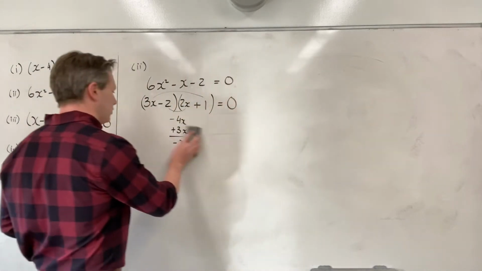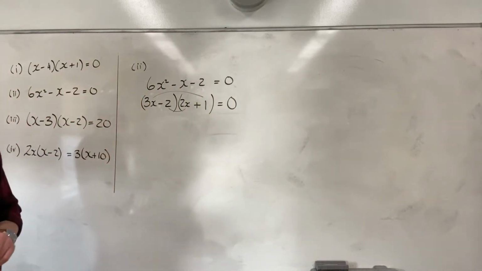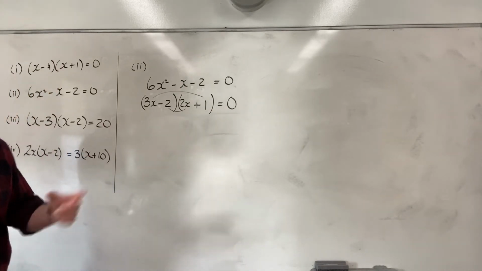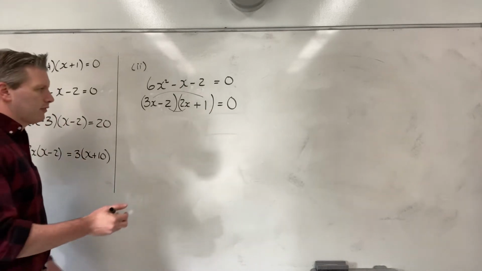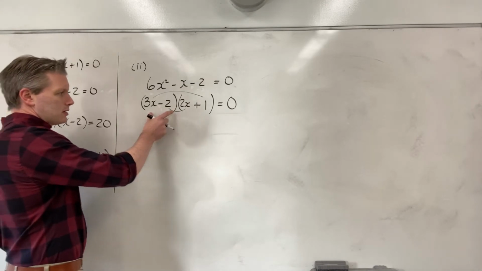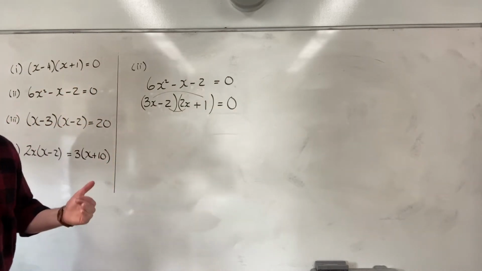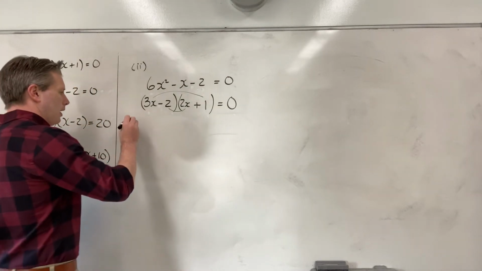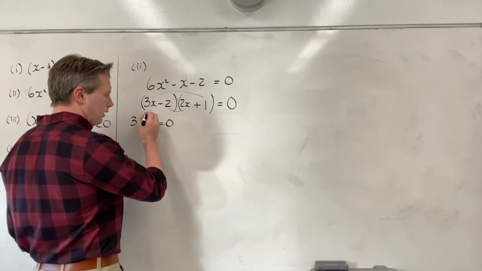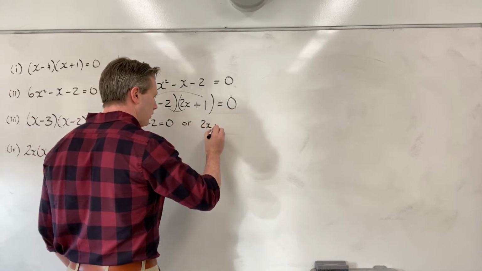Okay, I'm just going to erase this right here. I know I have the factors now, and so it remains only to solve it in the same way that we solved the first question. Having factorized it, I can say that this quantity, 3x minus 2, times this quantity, 2x plus 1, is equal to 0. That's what my equation tells me. Well, it follows that either 3x minus 2 is equal to 0, or 2x plus 1 is equal to 0.